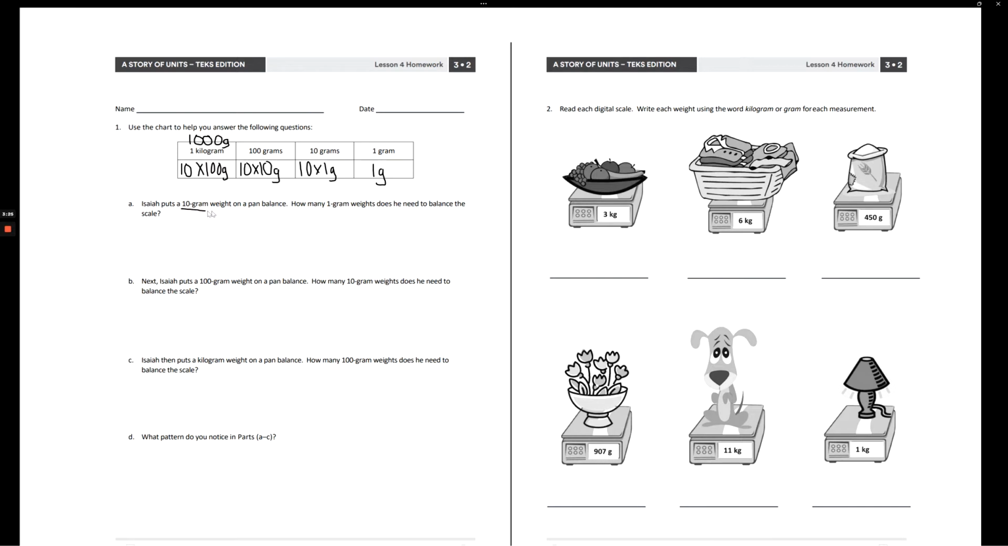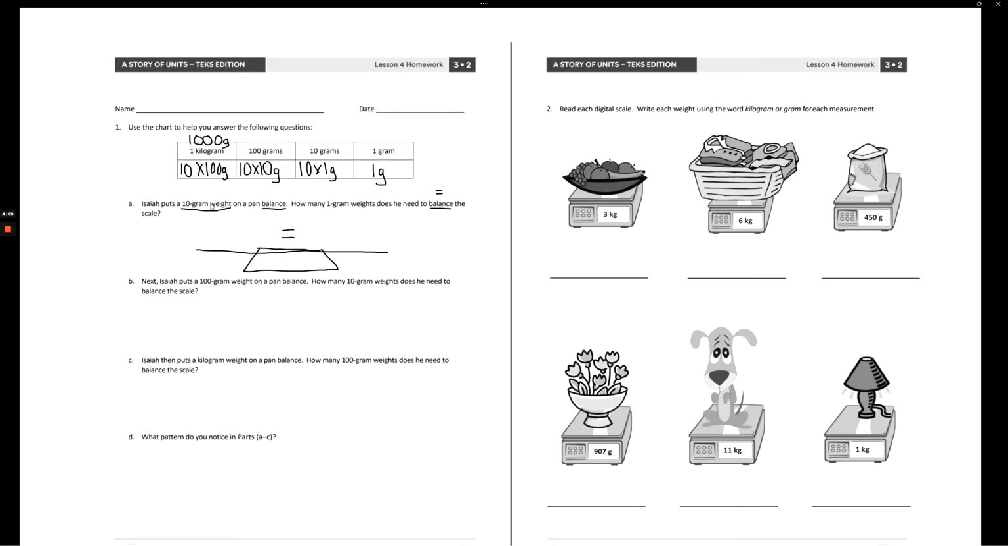Isaiah puts a 10-gram weight on a pan balance, or a balance. A balance has 2 equal sides. As we've seen in class, this is a type of scale where it has a little board and it could tip over on one side if the weights are not equal. So we want both sides to be equal for it to lay flat like this. How many 1 gram weights does he need to balance or make them equal on the scale?